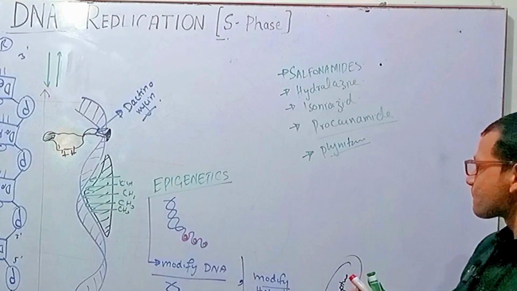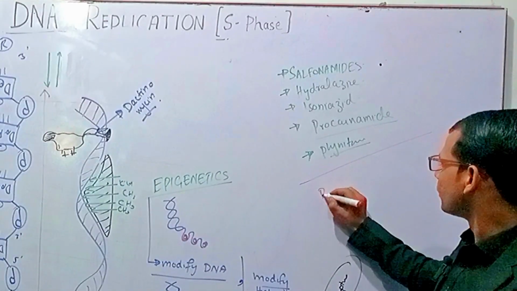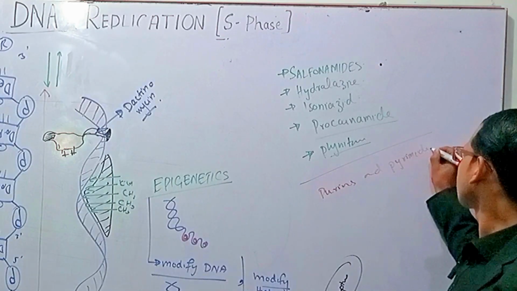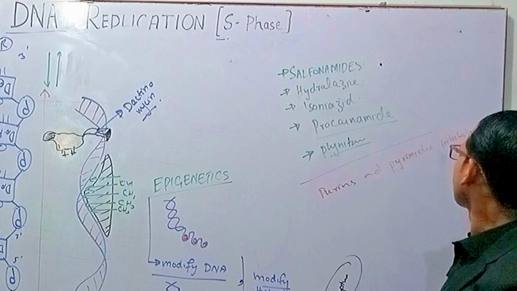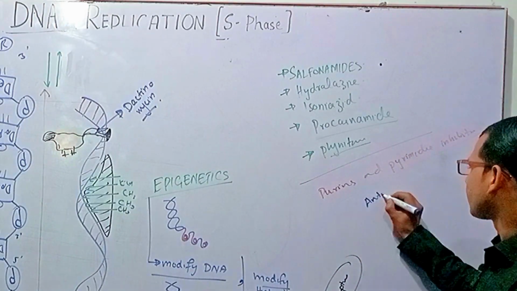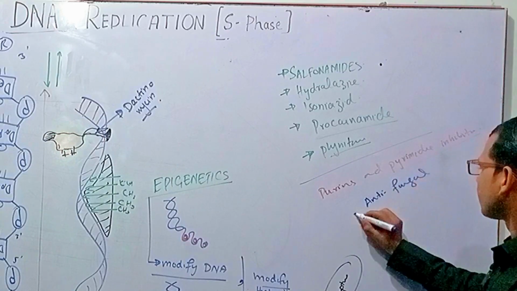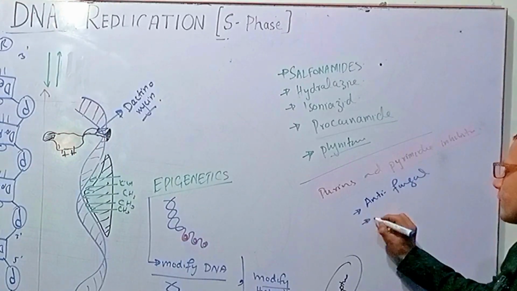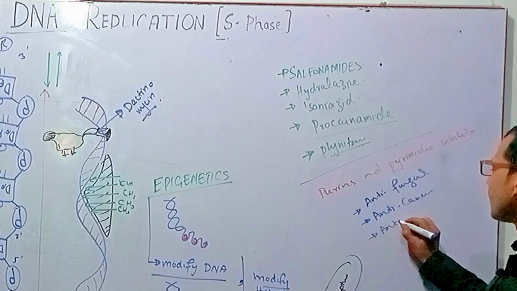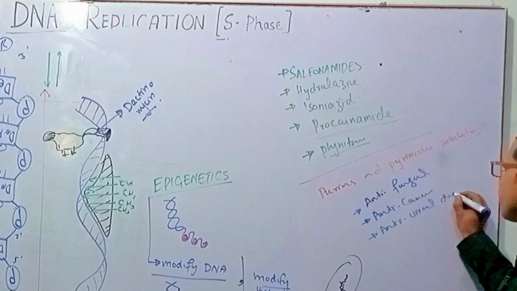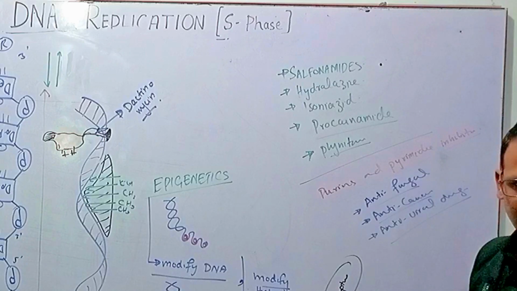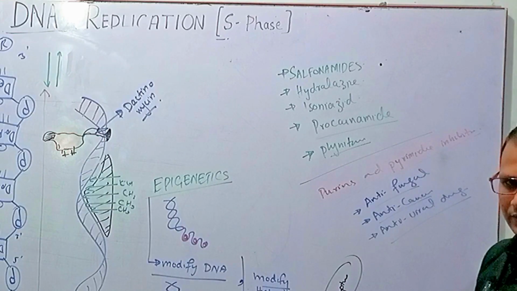Some other drugs, purine and pyrimidine inhibitors, right? For example, anti-fungal drugs, which are used for fungal infections. For example, anti-cancer drugs. For example, antiviral drugs. They can also stop the DNA replication and can affect the body, right?